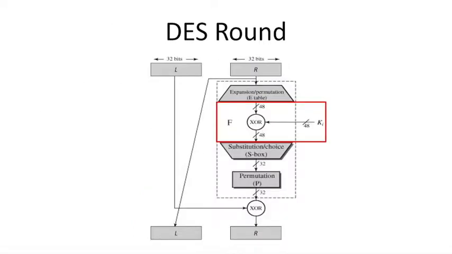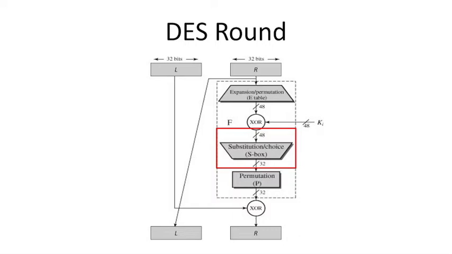Next, we take the output of the expansion permutation step, which is 48 bits. And then we XOR those 48 bits with the 48-bit round key for this round. And so this can be thought of as a substitution step. Now this will again give us 48 bits.